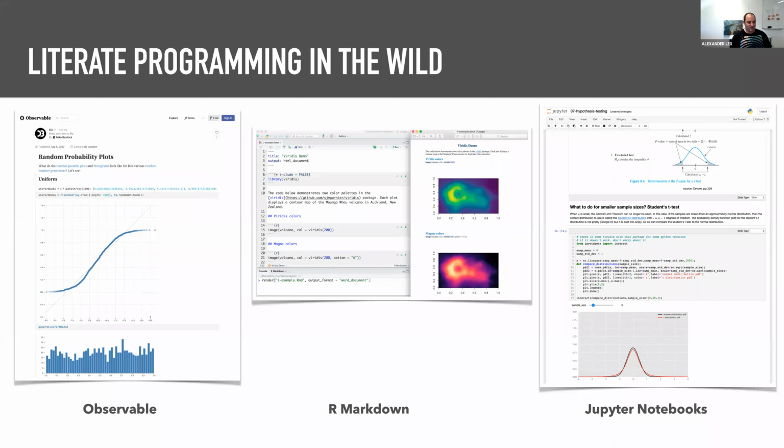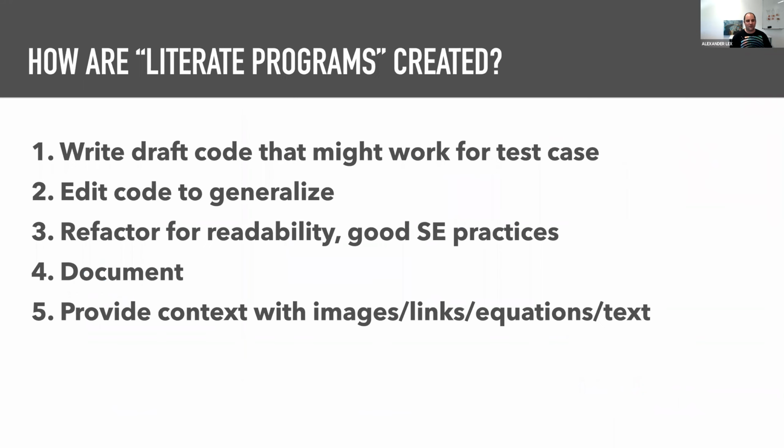Basically, a great publication typically would include all of the analysis scripts in some readable format with annotations, with explanations in, for example, R Markdown or Jupyter notebooks or Observable notebooks. But unfortunately, this all isn't really possible for visualization. So let's think a little bit about how literate programs are created.